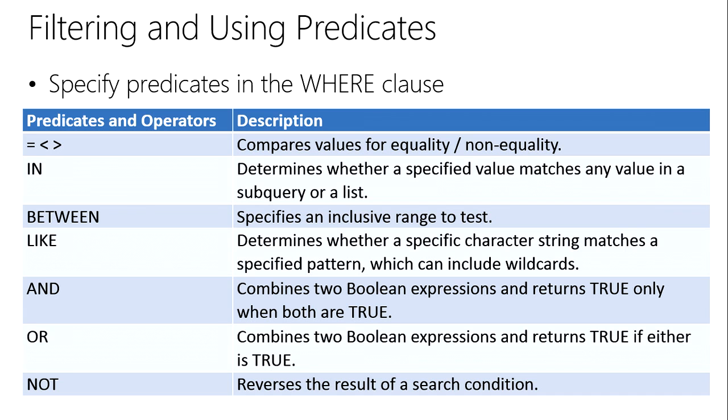Filtering then. We've talked about the where clause. There are lots of different things we can put in the where clause, the most straightforward being equals. We can say where colour equals red, for example. Bring me back all the red products. So it's matching that exactly.